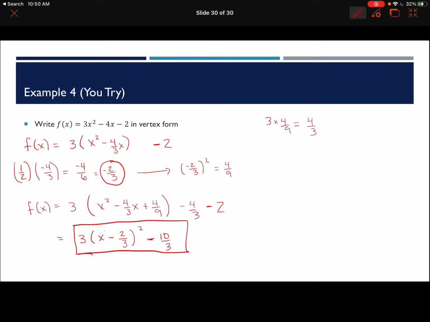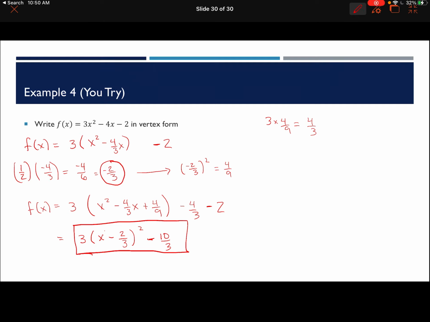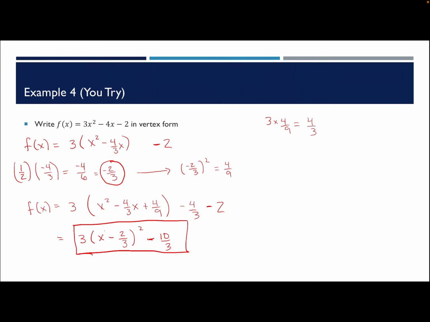All right, so that concludes our video on completing the square. So first you factor out the a term, then you take half of the b term, you square that, you add and subtract it, and you may have to multiply that value by the a term in the front, and then you factor.